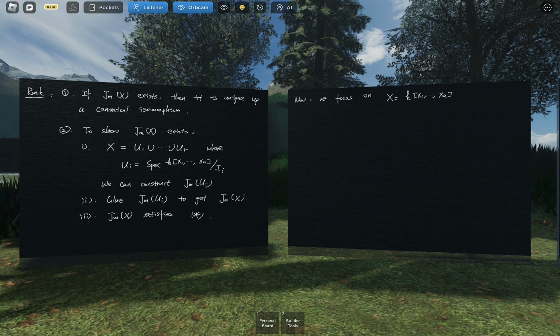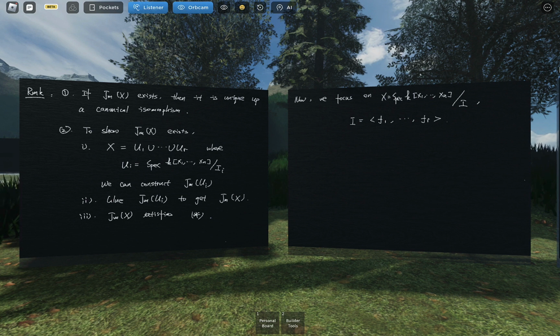We'll focus on this special case, where I is the ideal generated by the following polynomials.